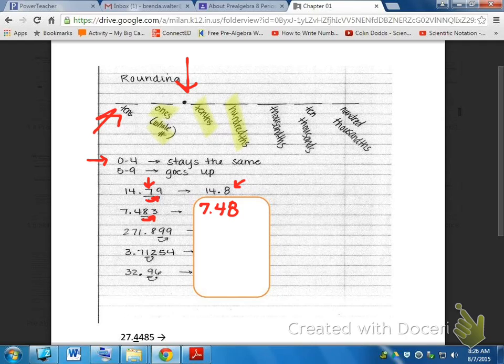271.899. We're rounding to the hundredths, meaning that we look at this guy over here. This one's a little trickier. Okay. Stephen, what do you think? 271.9. Okay, now I got to tell you this.